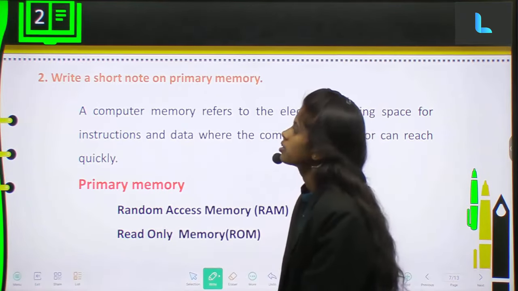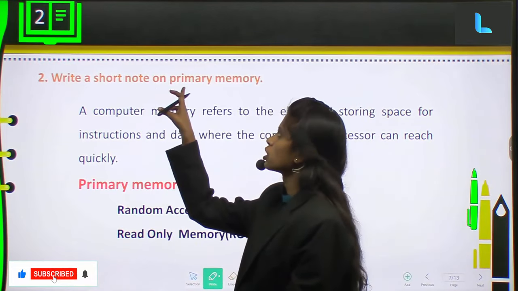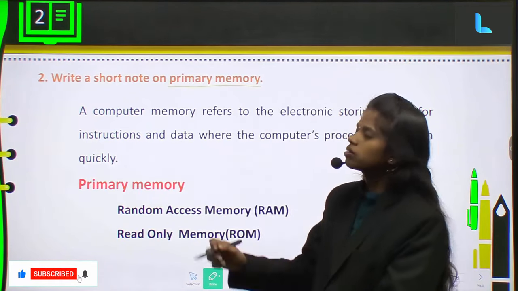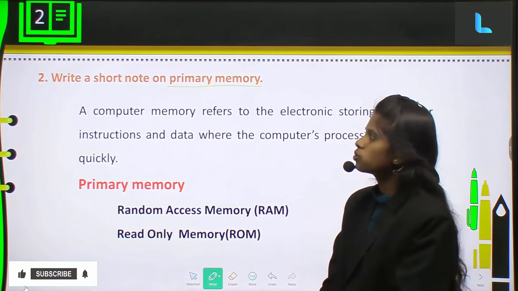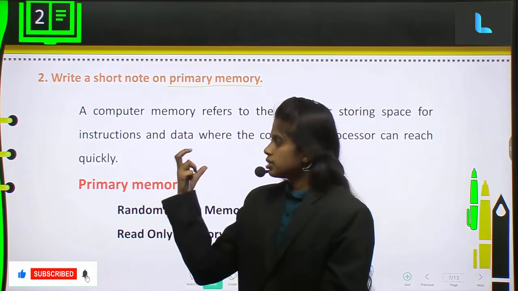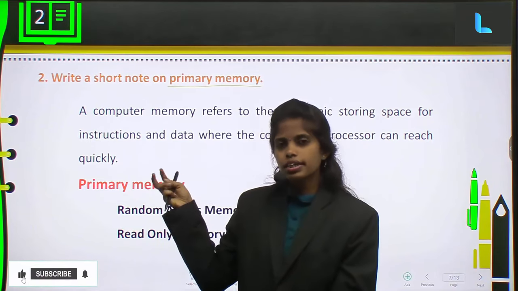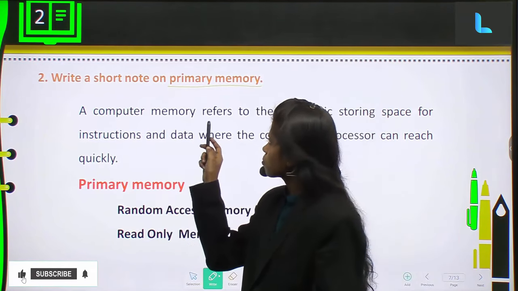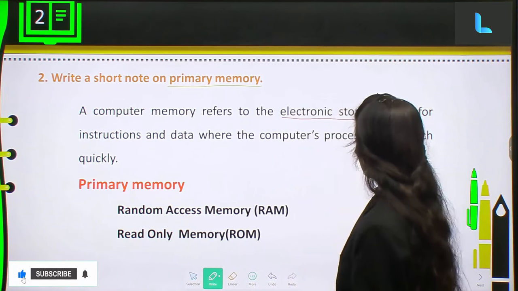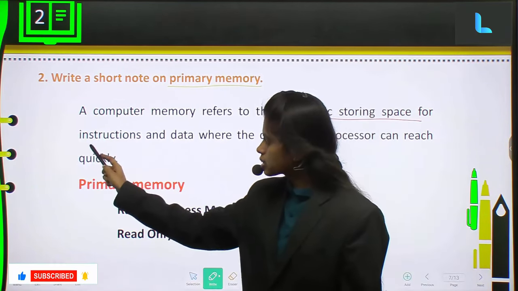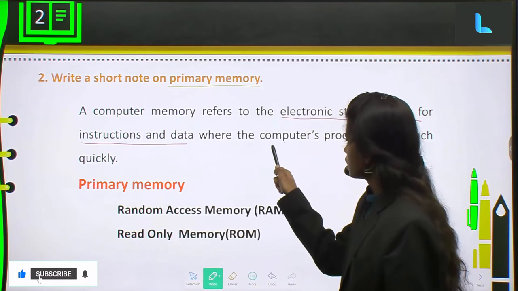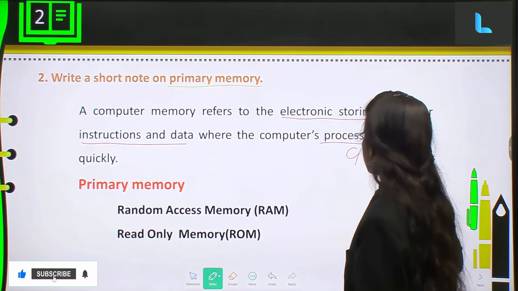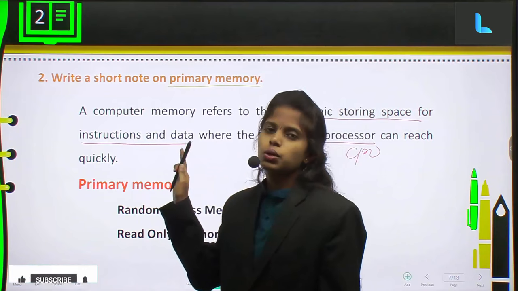The next question says: write a short note on the primary memory. Specifically they are asking about primary memory. Before explaining the primary memory, just write what is meant by memory, then you can go ahead with the question that is asked. A computer memory refers to the electronic storing space for instructions and data, where the computer's processor, the CPU, can reach the instructions quickly.